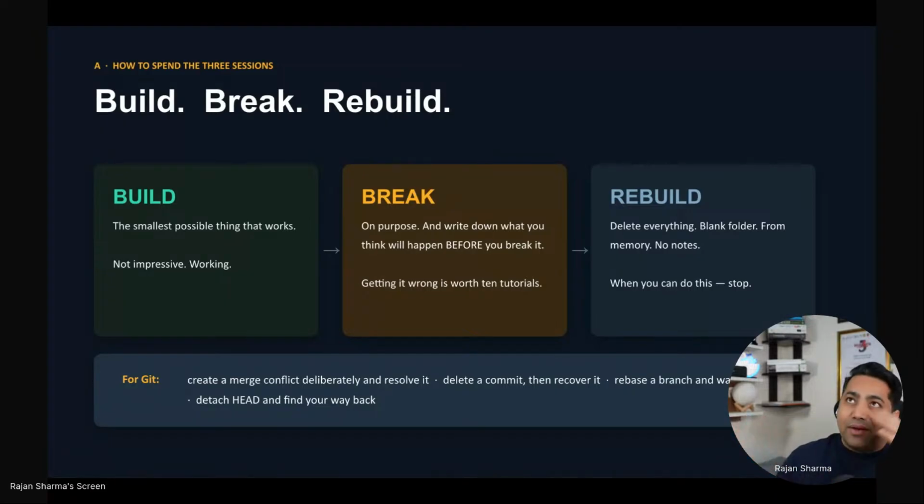This time you don't have to go and look up research and the docs, but just repeat what you have just done. So you build by looking at a tutorial or something. This is how you want to start, then you break it, list down the changes you want to make and how you want to break it, and then delete everything and do the rebuild again.